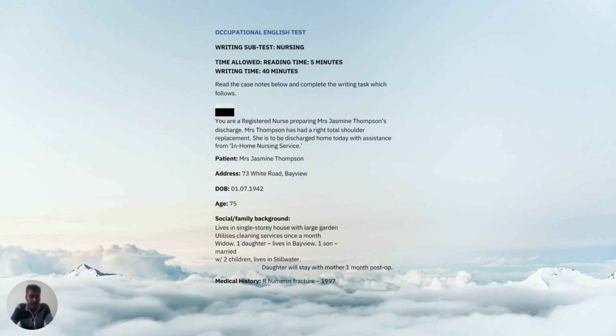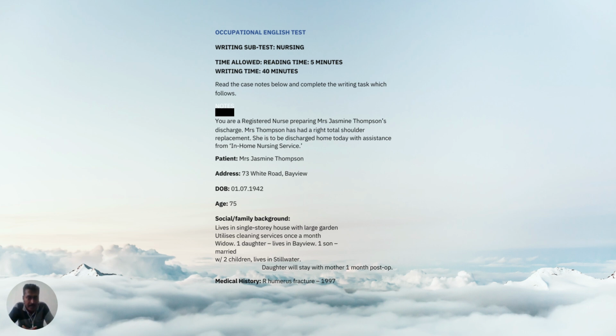So here, look at it. Writing subtest, nursing, right? Your writing time is 40 minutes, but overall it is 45 minutes. There are 5 minutes to take notes and read the text, that is the case notes, and you can pick up which are the points you're going to write, mark them, and then accordingly write.